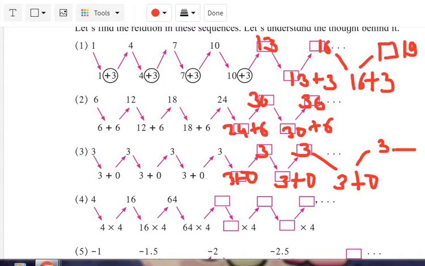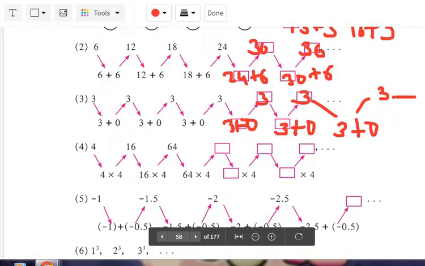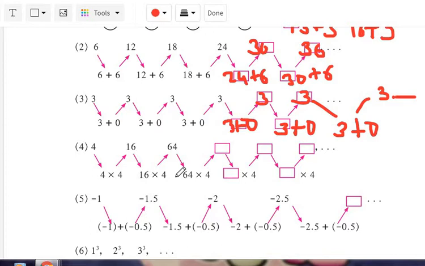Okay. Now next is the fourth one. 4 fours are 16. 16 fours are 64. That means the first number is multiplied by 4. Okay. The answer obtained is also multiplied by 4. Again the answer obtained is multiplied by 4 and so on. Now see here, 4 fours are 16. 16 fours are 64. Then 64 fours are 256. Is it right? Again here it is 256 multiplied by 4.